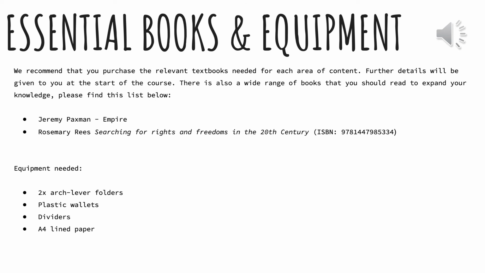In regards to equipment needed, you would need 2 Ark Sleeper folders, one for the Empire topic and one for the American topic, plastic wallets to put your lessons and information resources in, maybe some dividers to divide those subtopics, and lined paper would be really useful, obviously with pens and some kind of pencil case of some sort. We do have things at school, but we would expect a year 12 student in A level to be able to resource themselves and have themselves prepared with everything they need going into year 12.